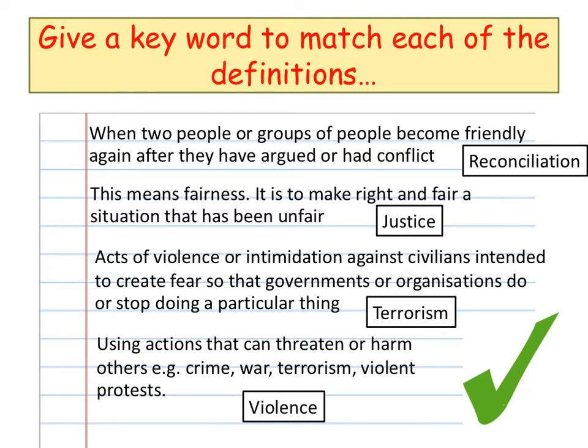Acts of violence or intimidation against civilians intended to create fear so that governments or organisations do or stop doing a particular thing is terrorism. Using actions that can threaten or harm others, for example, war, crime, terrorism, or violent protests, is violence.